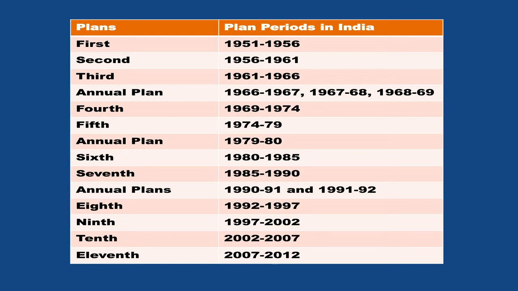And you can here have data about the plan periods. Starting from 1951, we have so far completed 11 five-year plans till 2012. And in between, we had 5 annual plans. 3 annual plans were there between 1966 and 1969, and 2 annual plans were there between 1990 and 1992. So far, 11 five-year plans are complete.